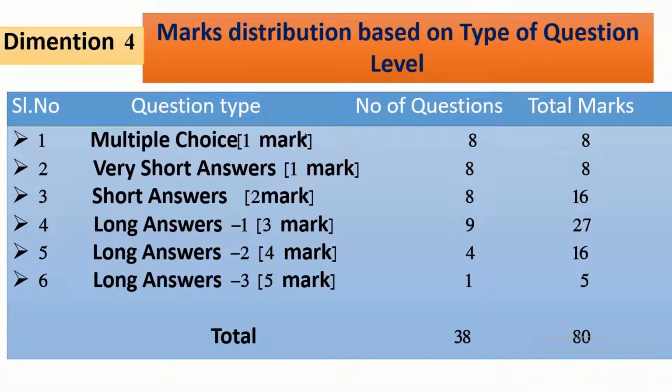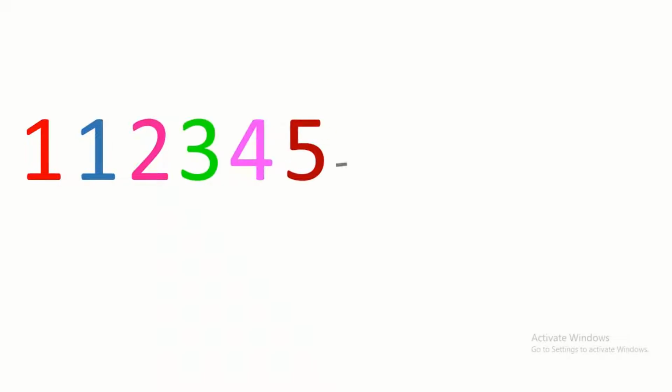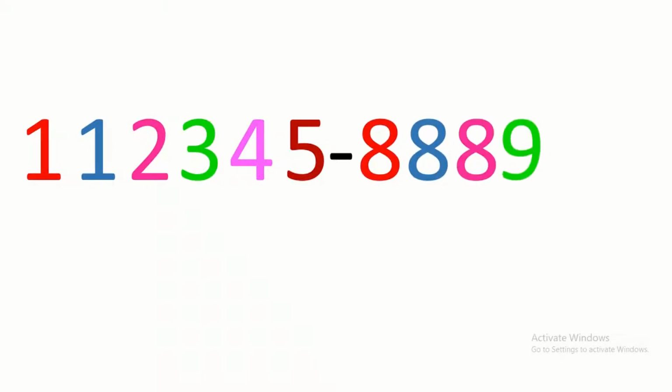Now I will show you a magic number here. You observe here there is a number, 1 1 2 3 4 5 and 8 8 8 9 4 1. What is this number? Is this any mobile number, or is it any landline number? But no, this number shows how many types of questions are there, how many marks are allotted for that, and how many questions appear for that.